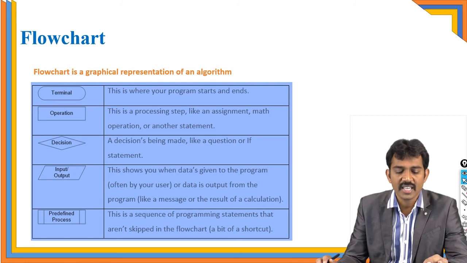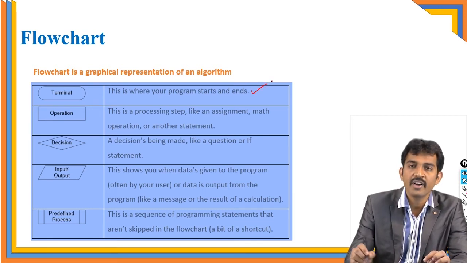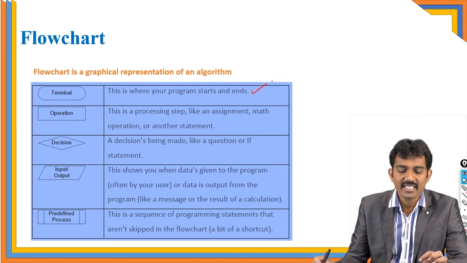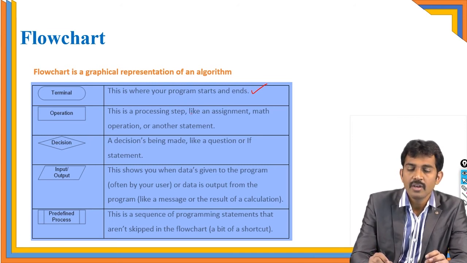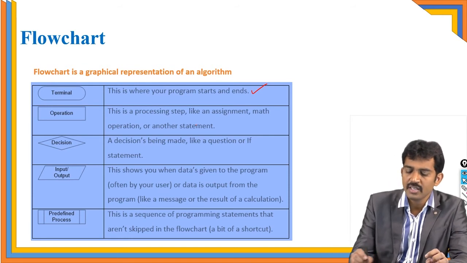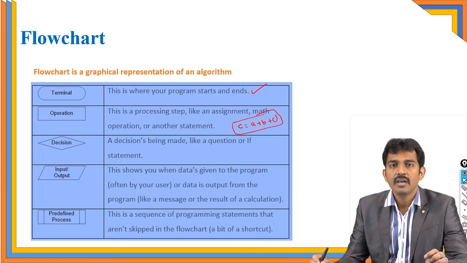The first one is the terminal. This is where your program starts and ends. If you mention this one, this is the starting and ending of your program. And next, operation. This is a process, simply called a processing step. If you perform some addition, then you should use C equal to A plus B. Right? This is the process.